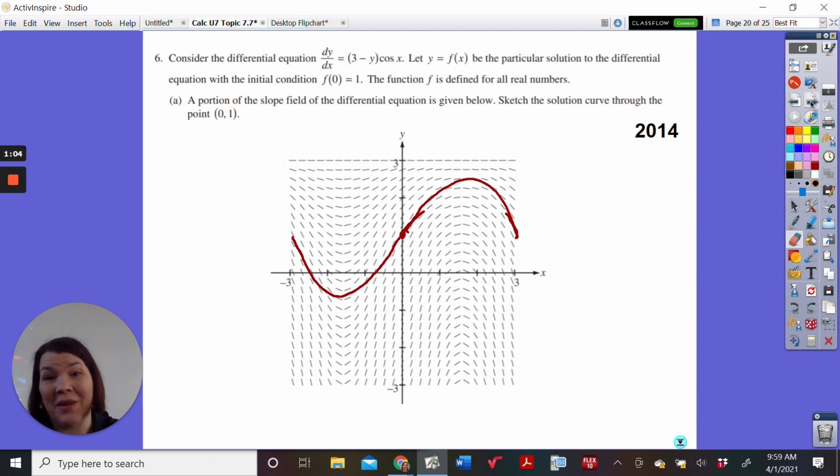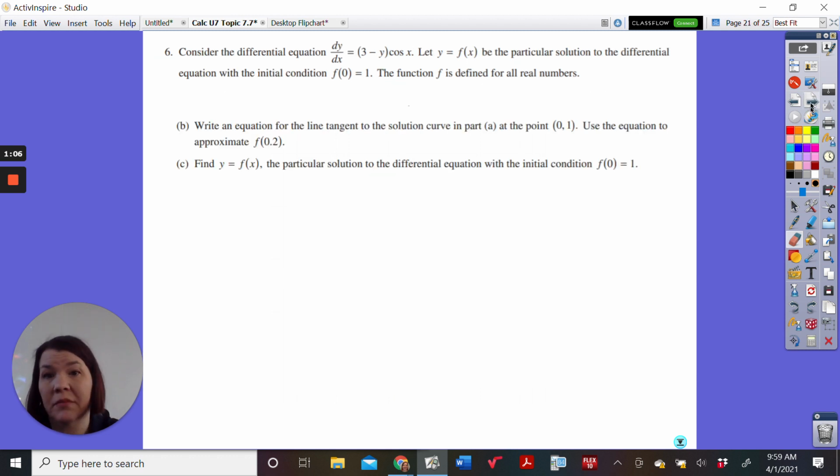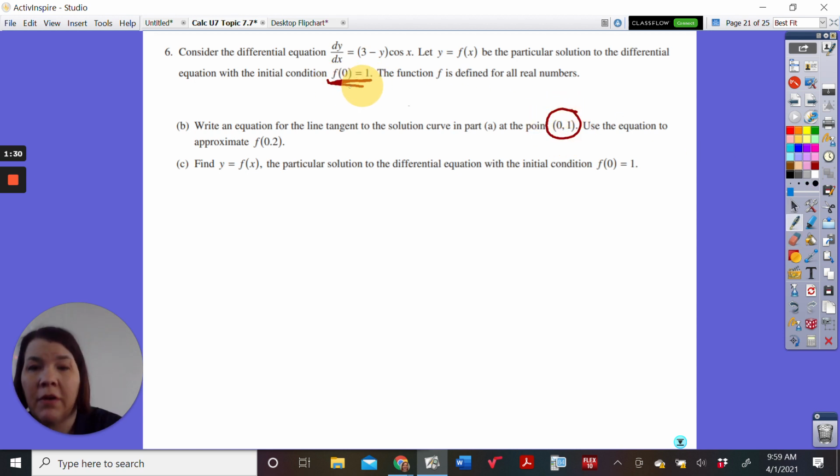Let's see what we have to do next, because that was really nice, but there's probably more to do. Part B and Part C. Part B says write an equation for the tangent line to the solution curve in Part A at the point (0, 1). Use the equation to find the approximation. So I need to write a point (0, 1). There's that point. Notice that's the same point right there.